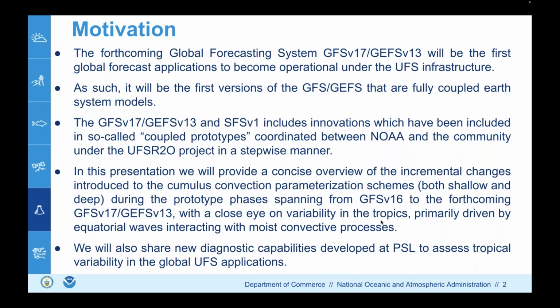So in this presentation, we'll provide a concise overview of the incremental changes introduced to the cumulus convection parameterization schemes, both shallow and deep, during these prototype phases spanning from GFS version 16 to the forthcoming GFS version 17, with a close eye on variability in the tropics, primarily driven by equatorial waves interacting with moist convective processes. And we'll also share some new diagnostic capabilities developed at PSL to assess tropical variability in the global UFS applications.